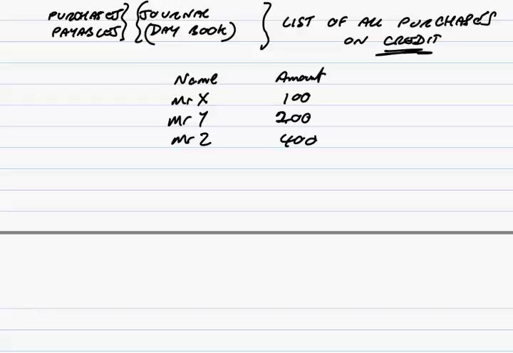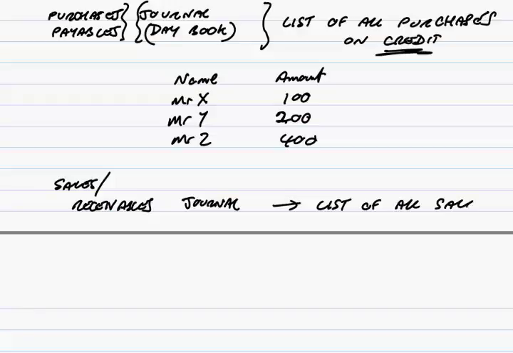And finally, with regard to the main books, you'd have a sales or receivables journal. And this would be a list of all sales on credit. So for the last time, no debits, no credits, simply a list. But between them, those 4 books, you'll have lists of all the main transactions.